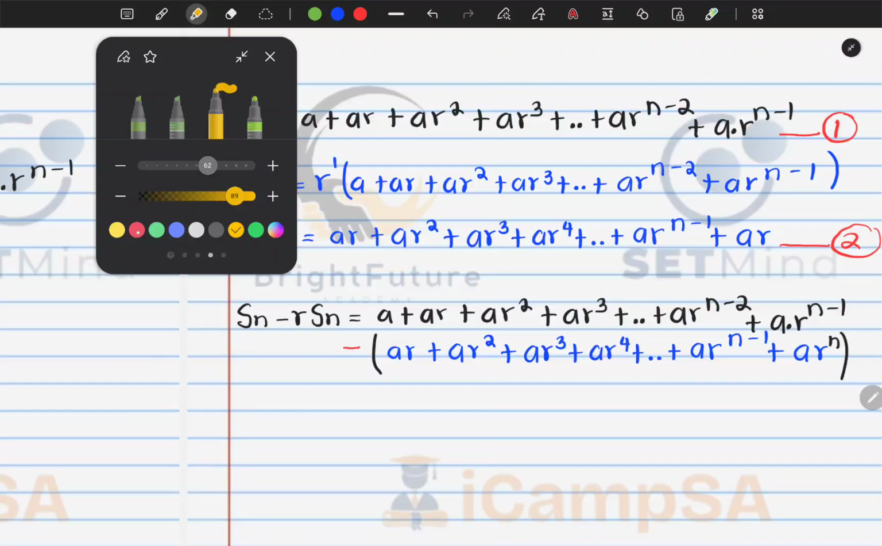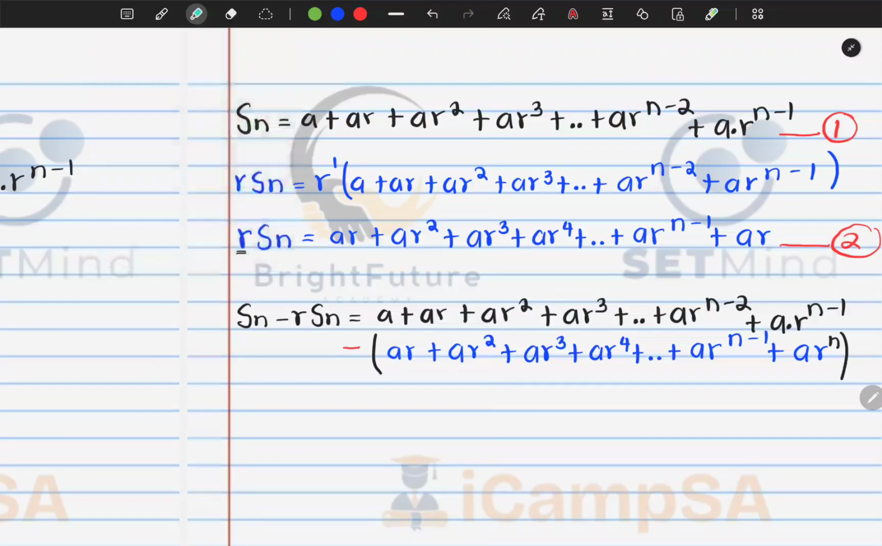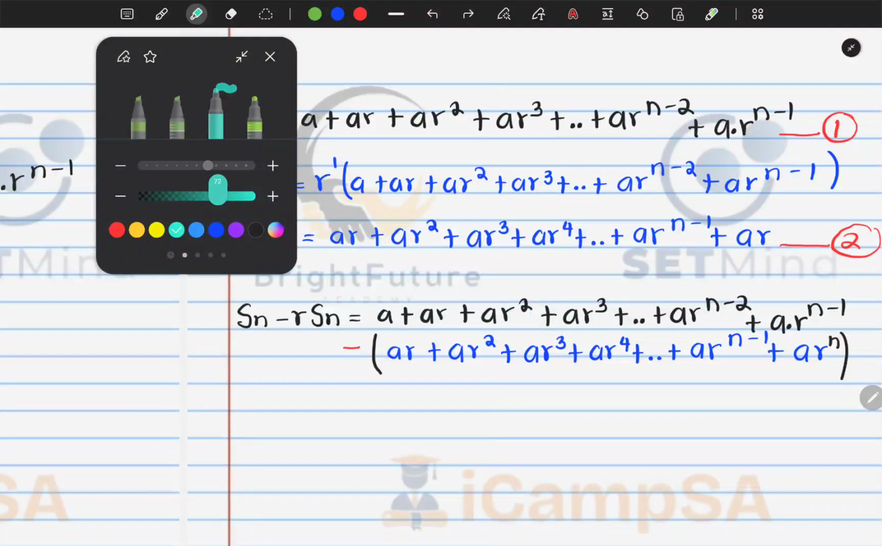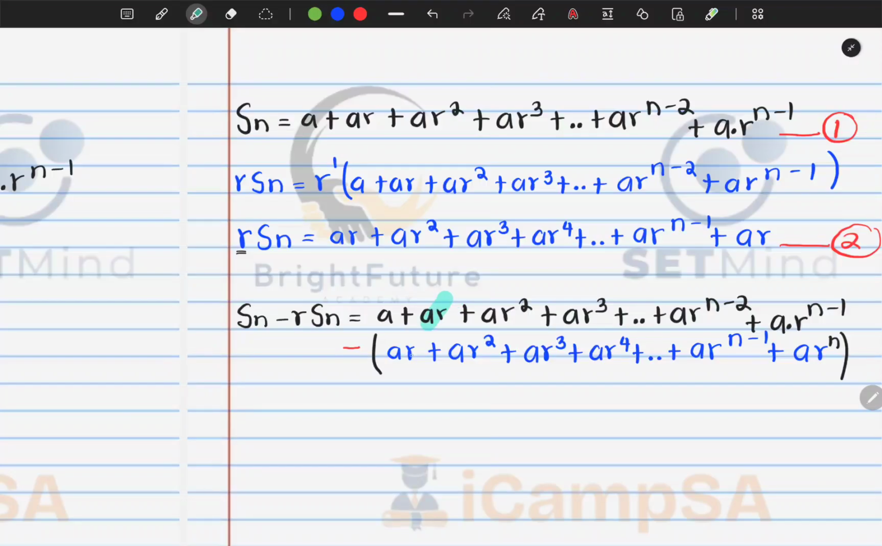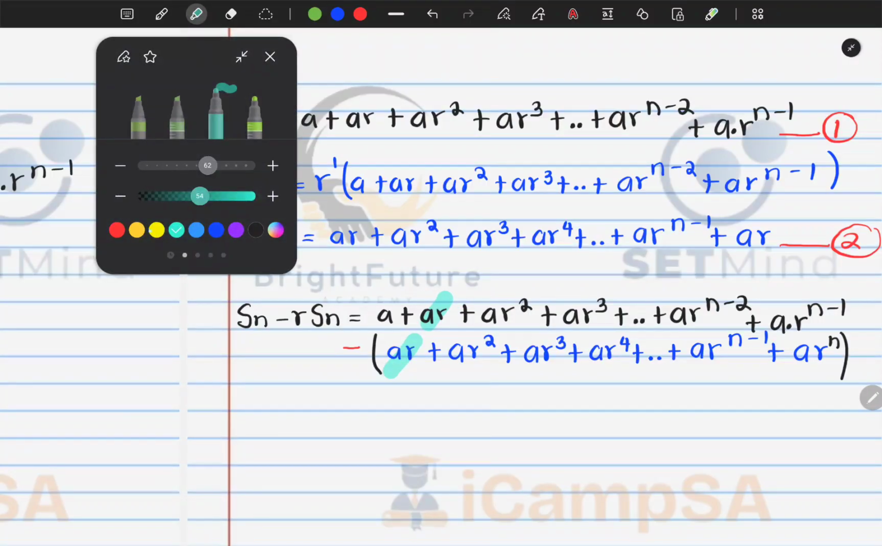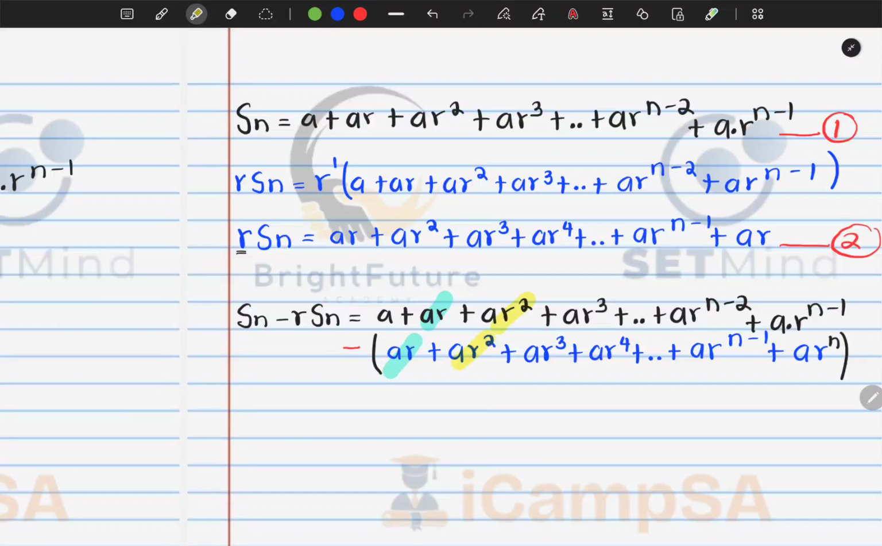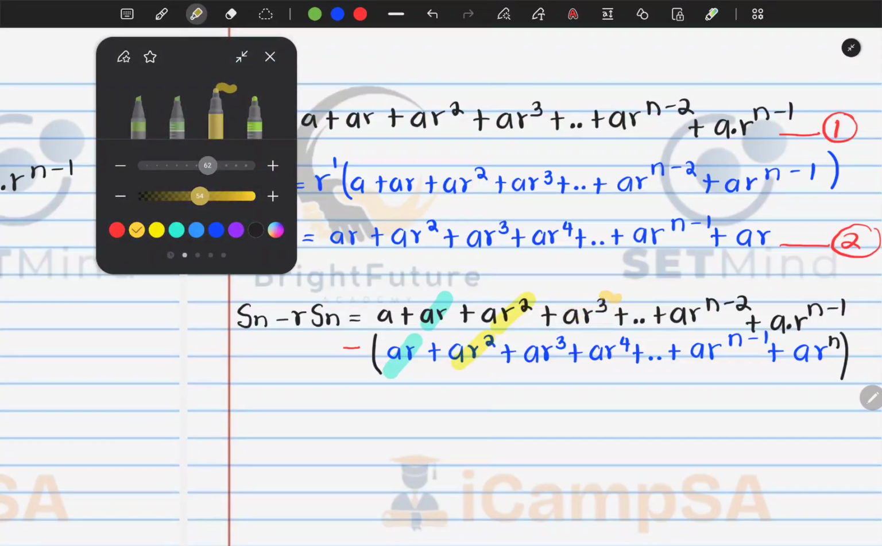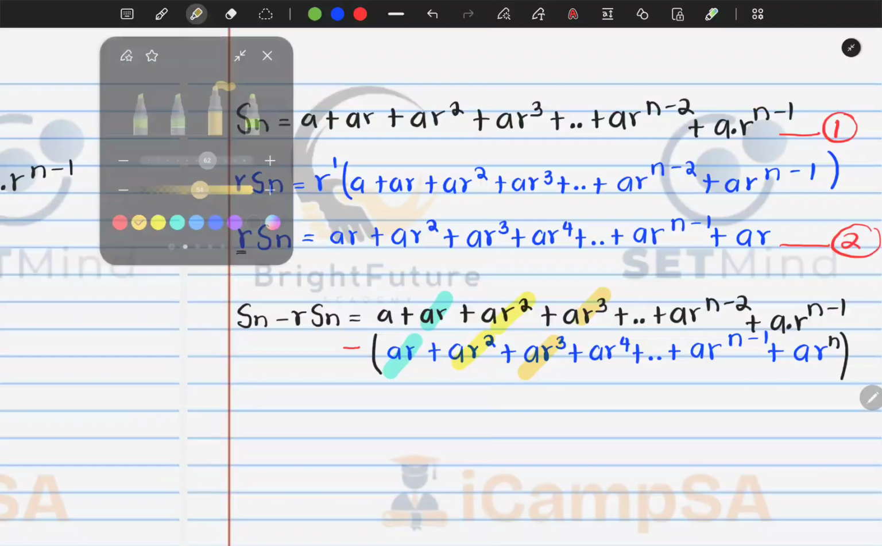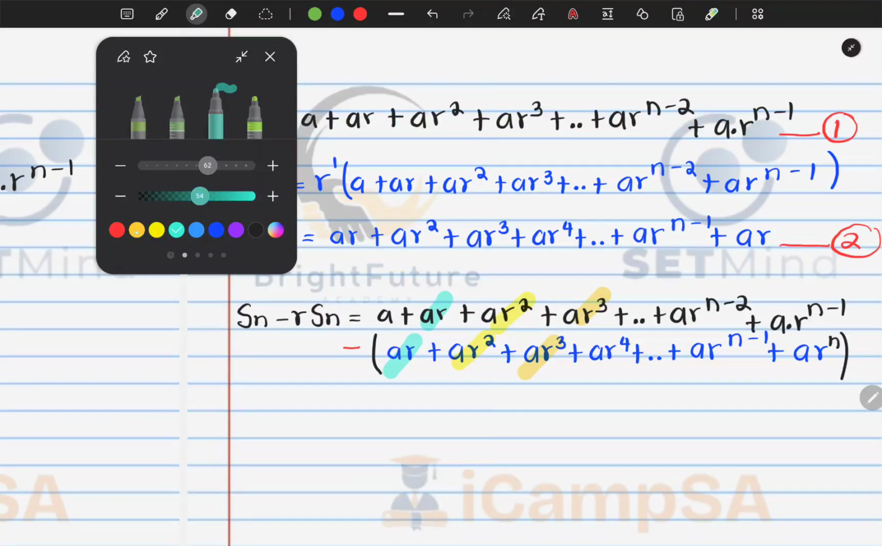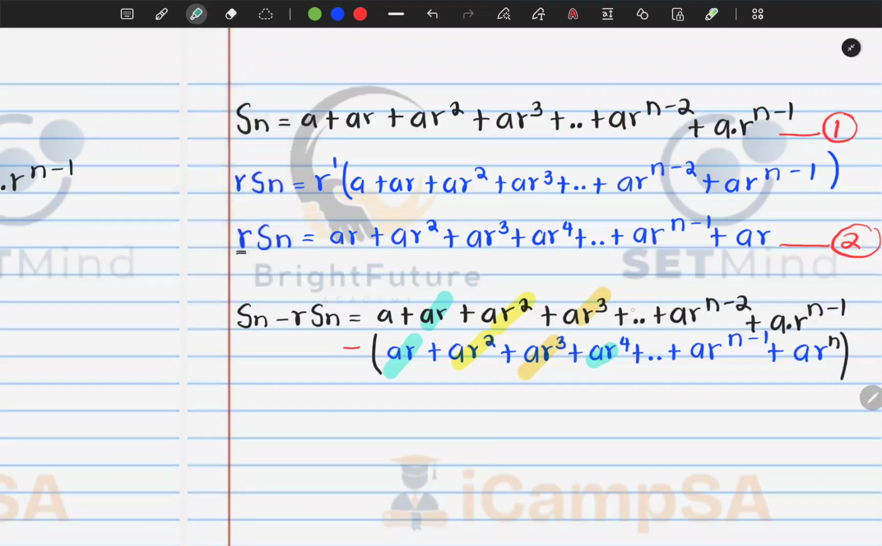So when we do the subtraction, you will see that there are terms that are going to cancel. If you look carefully, this term and this term will cancel, and this term and this term will cancel, and this term and this term will cancel, and if you think about it carefully, this term will cancel a term that will somewhere be there.